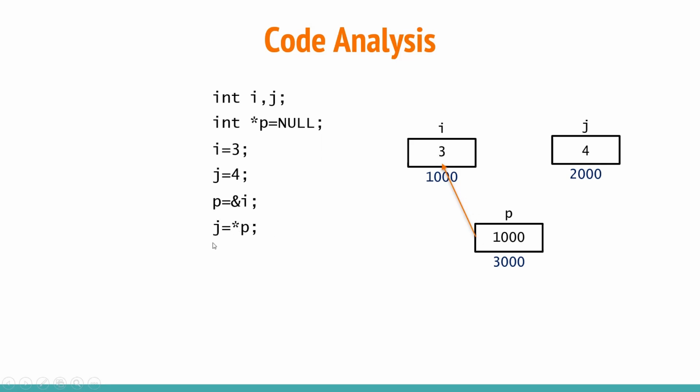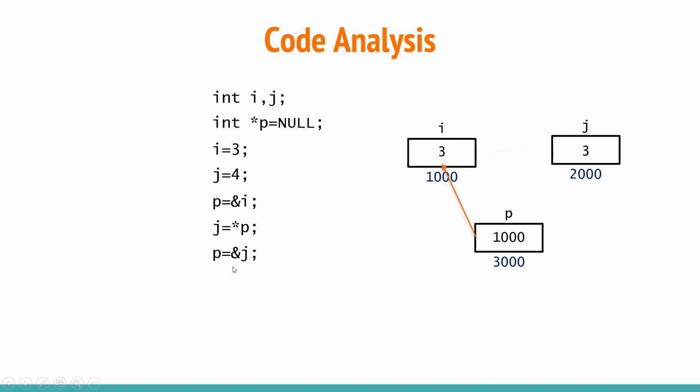What I have done here is I have written j equal to star p. What is the meaning of star p? Star p means the value that is available at this address 1000, which is 3. So this is as good as writing j equal to 3. What happens to the value of j? The previous value of j is 4. When this statement gets executed, it gets modified to 3. We note this with an arrow mark. So we are able to modify the value of j without using i. This is an indirect way of modification, and this is what makes pointers very powerful in C.